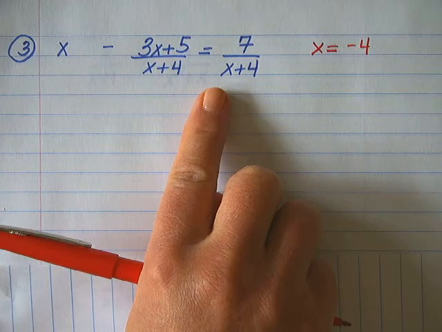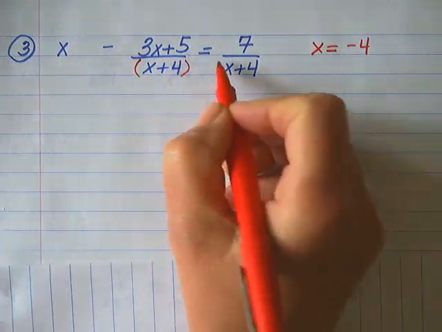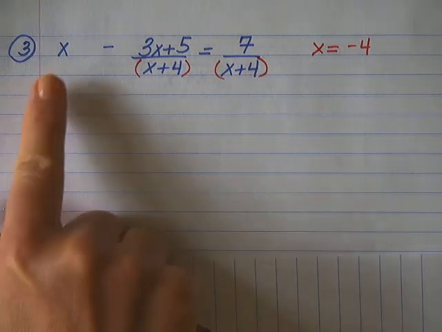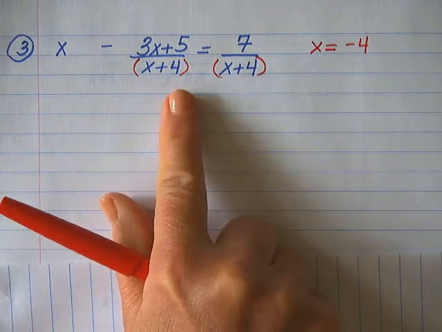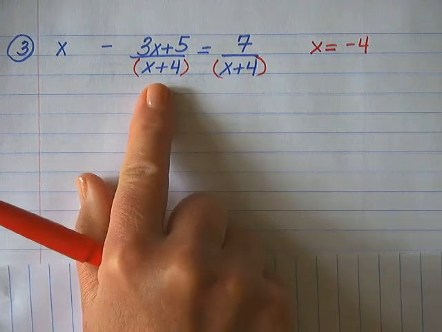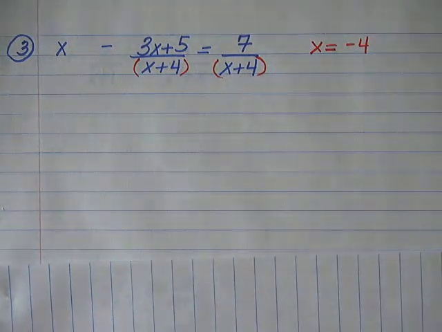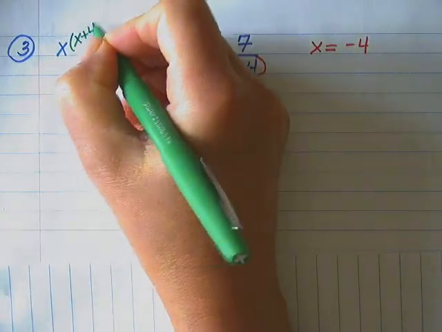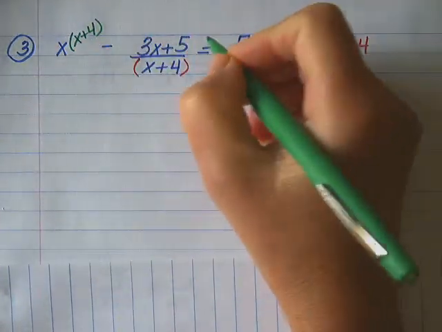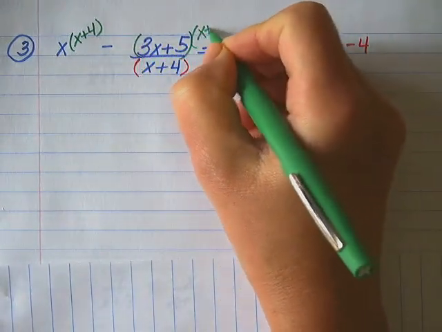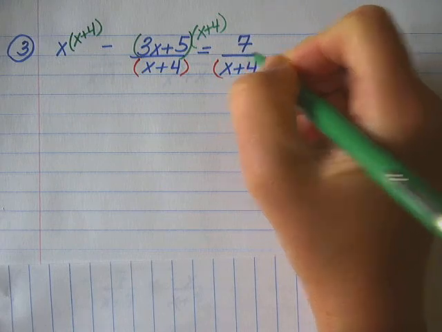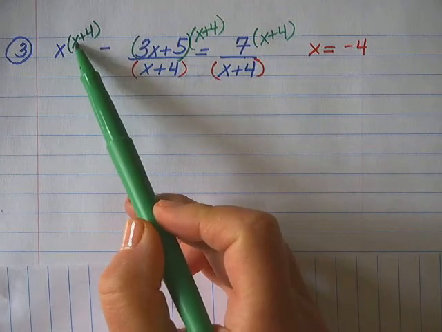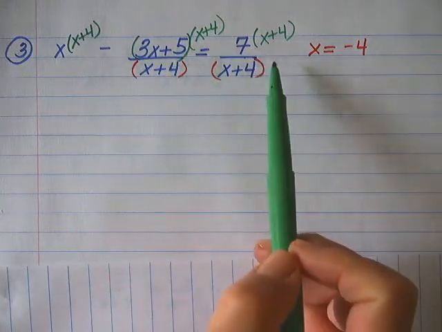So our first step is the same as before. I've got to find a common denominator, and it looks like I just have families here. So I'm going to multiply every one of these terms by that common denominator of x plus 4, and that's going to clear it from this term and from this term as well. So I'm going to multiply this x by x plus 4, then this family by x plus 4, and then this term by x plus 4.